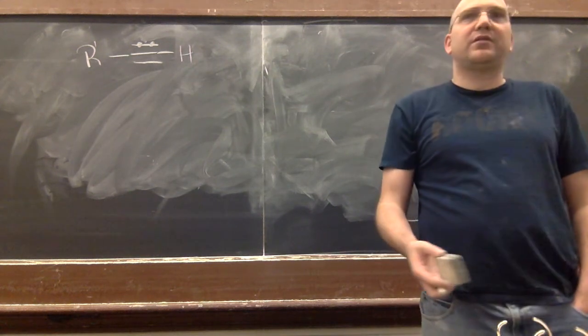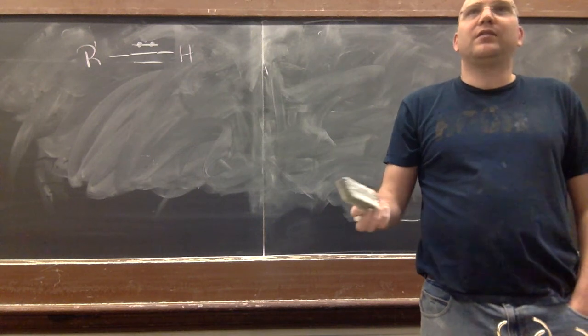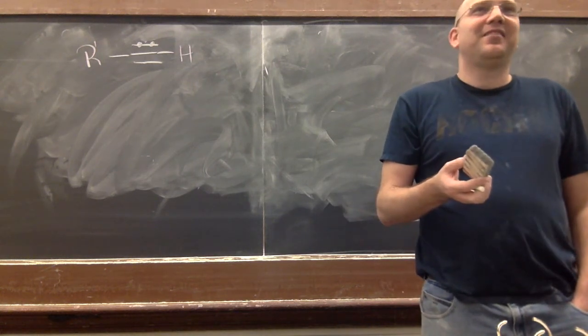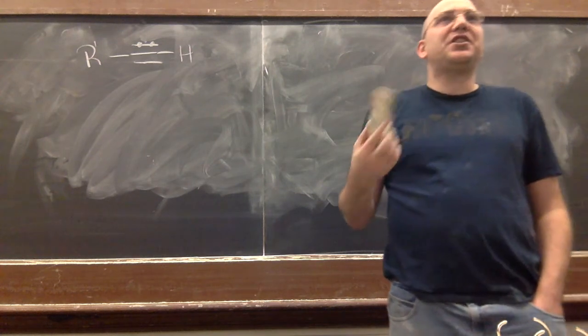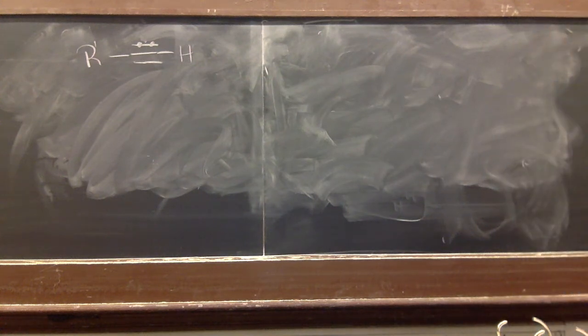Somebody that doesn't speak that much. So what's the reagent that can add H2O across a double bond with anti-Markovnikov regioselectivity?